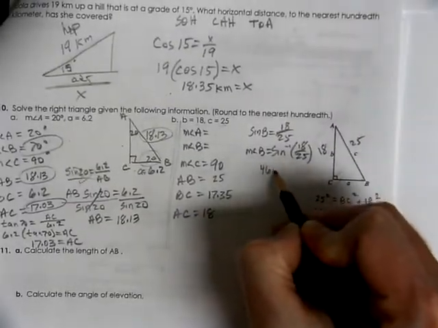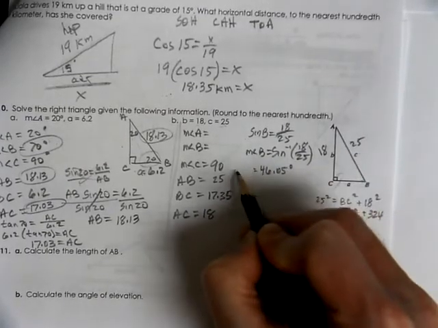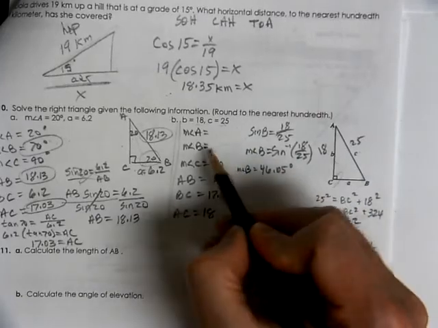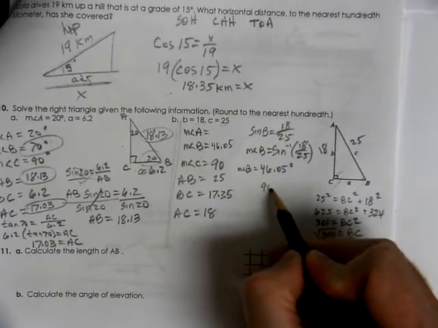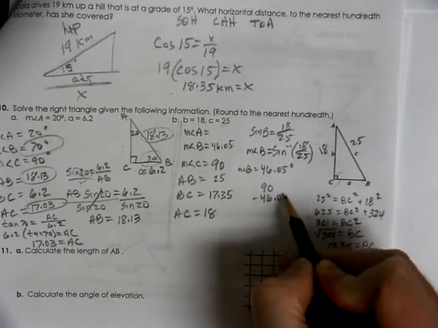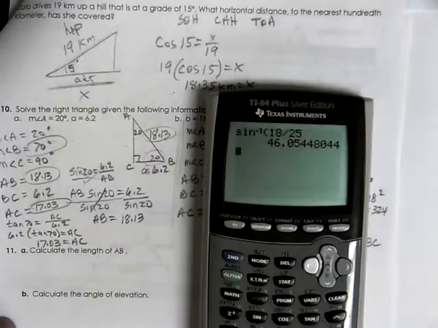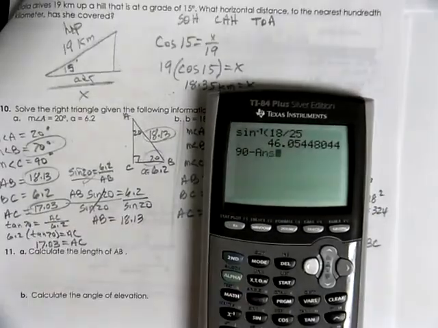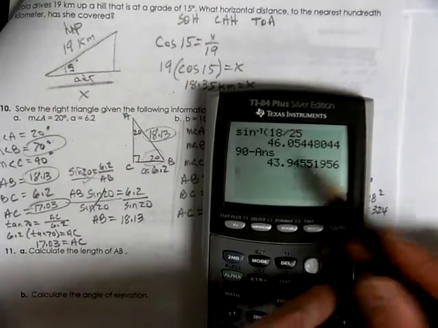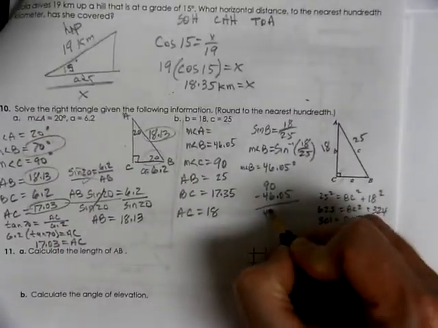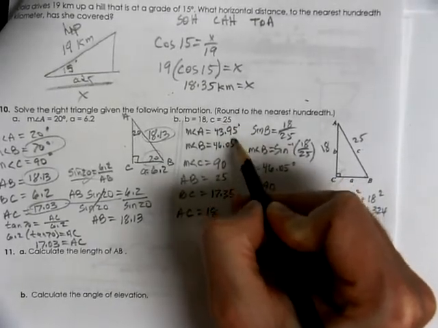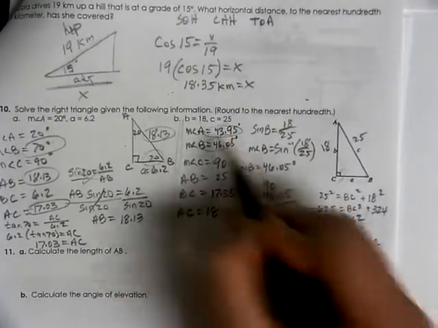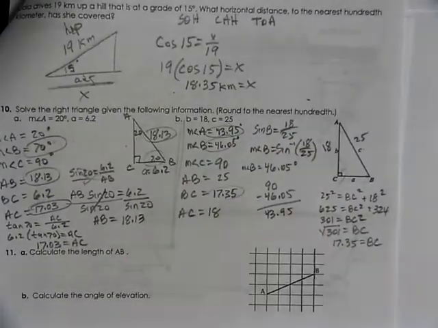That is 46.05. That's the measurement of angle B. And 90 minus 46.05, 90 minus our previous answer, is 43.95. Okay, and those are two values we solved for, and we solved for this side.